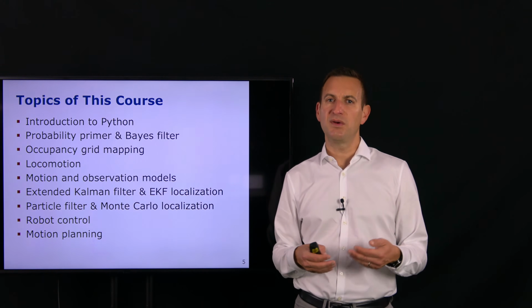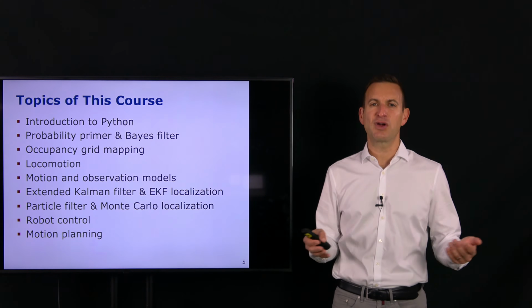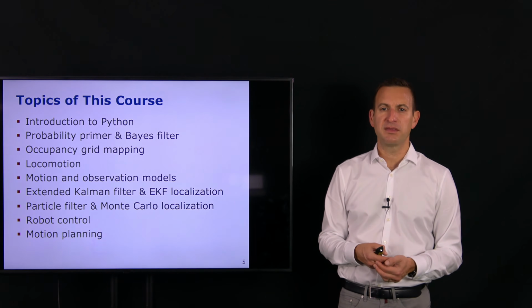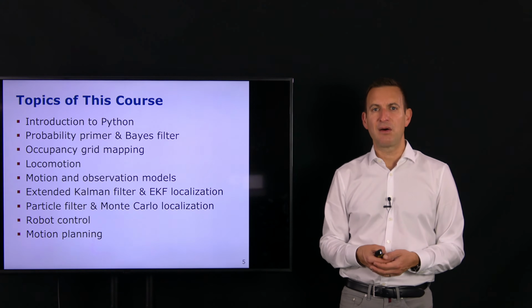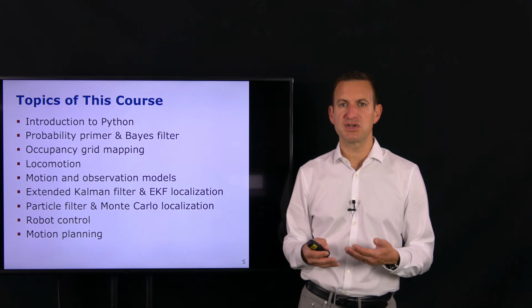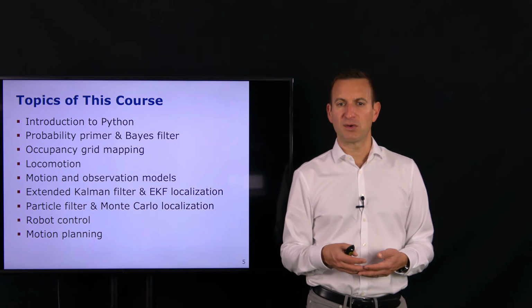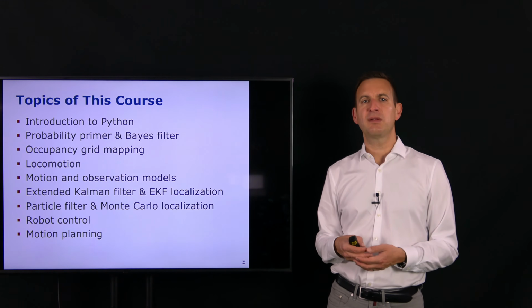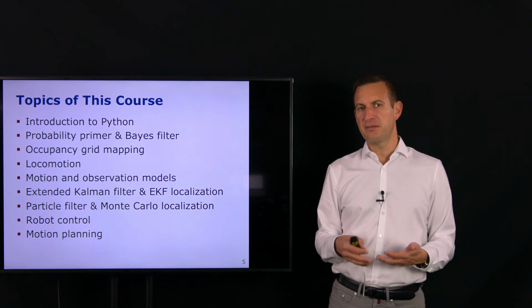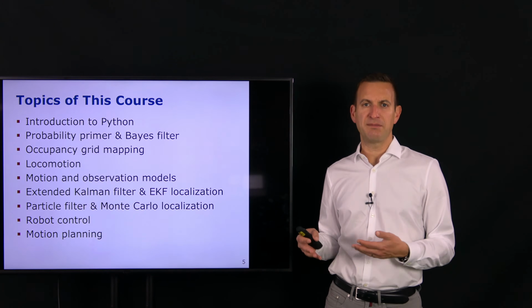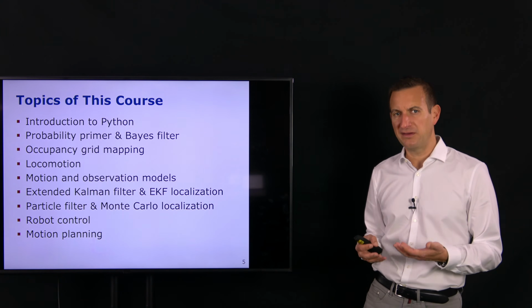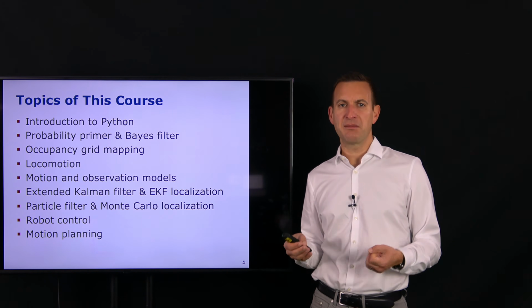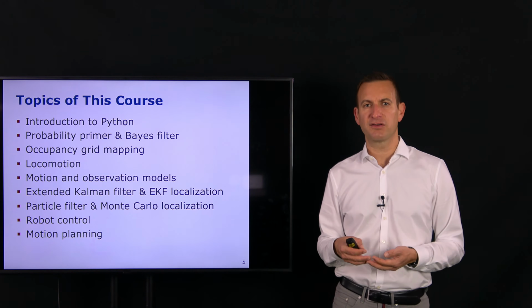We will start here with a short repetition of a probability primer, basic concepts of probability theory, which will then allow us to derive the Bayes filter, which is a general framework for recursive state estimation. We are then looking into occupancy grid maps. This is the question: is a part of the environment occupied by an obstacle, yes or no? So basically building maps which tell us something about the occupancy of individual parts of the world.